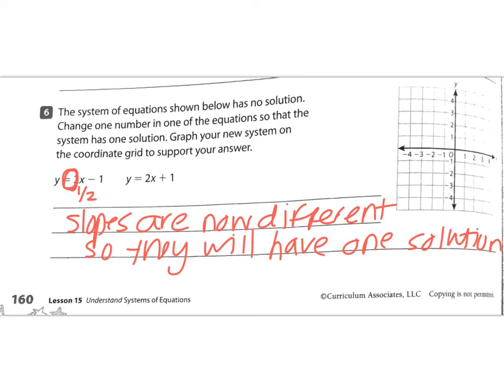If I go ahead and graph 1/2 x minus 1, that starts at -1 and goes up by 1 and over by 2, up 1 over 2 in both directions. So that's my first line. And then my second line would be 2x plus 1, going up 2 over 1, and I also need to work backwards, going down 2 and over 1. So this system has one solution because they'll cross at one point.